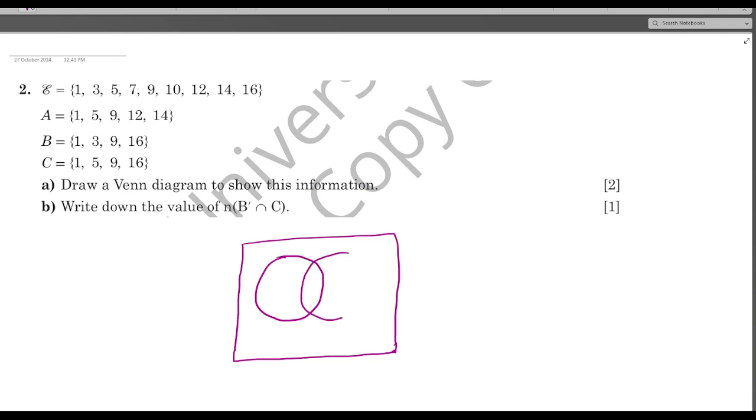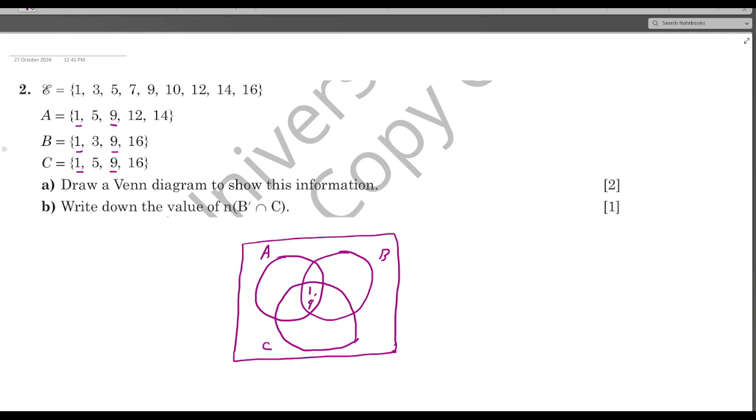Now in A, B, and C, all the three have something in common. So what I will do, I will draw this universal set, and in this universal set we will draw 3 circles like this. Okay, this is your A, this is your B, and this is your C. Now if I see what is common in all three, so 1 is common in all three. Next, any other number, yeah, 9 is common, so I will write 9 as well. So 1 and 9, this is common to all.